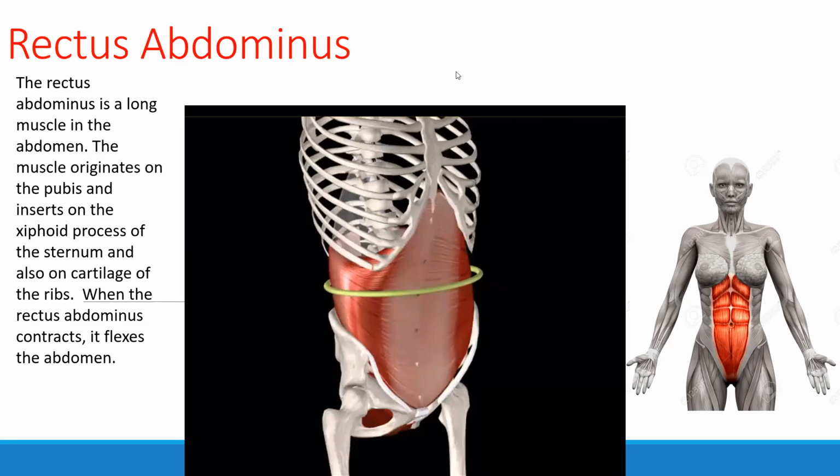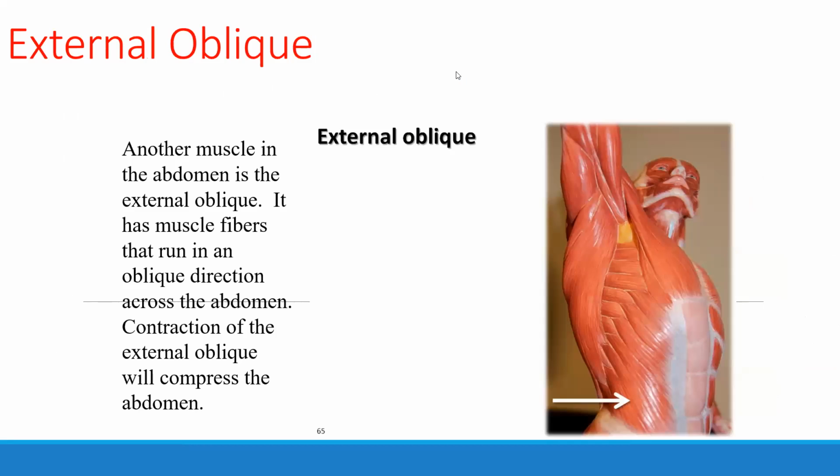So, now, external obliques are found on either side of the rectus abdominis, below the serratus anterior. If you stick your hands in your pocket and point the fingers towards the midline of your body, you are now in the location of the external obliques. They compress the abdomen from the side.